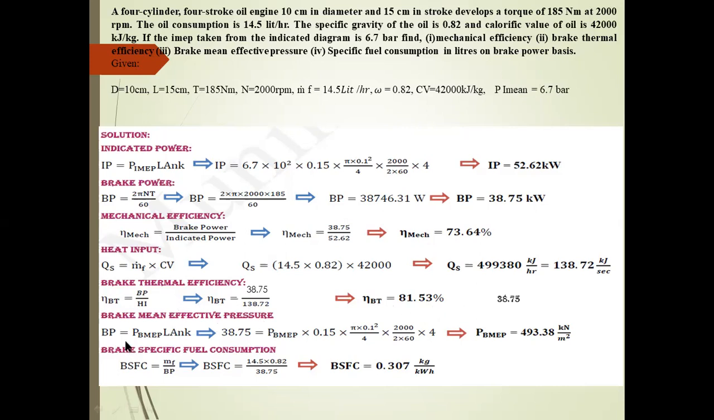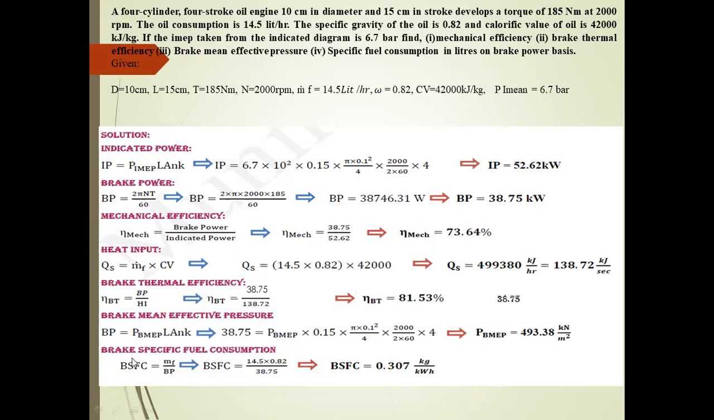For the brake mean effective pressure, generally the brake power is the brake mean effective pressure into length into area into N into K. The brake power we already know is 38.75. The length is already 0.15. After that, we can find the area, and N is 2000 divided by 2 into 60, and K is denoted by 4. So finally we can find this brake mean effective pressure.